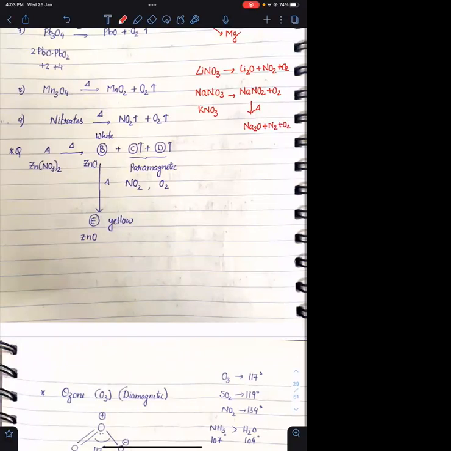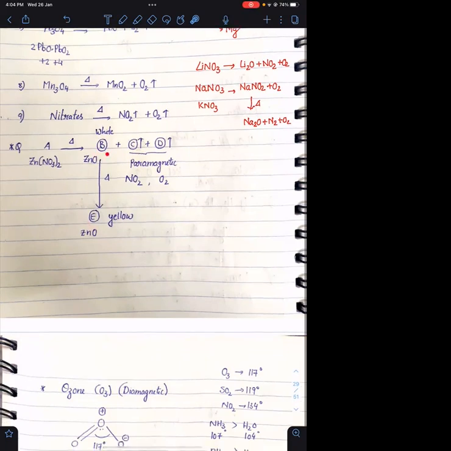Here, zinc nitrate is heated, and heating it gives you zinc oxide, NO2 and O2. They will frame the question as: it is forming an oxide, which is initially white in color, along with two paramagnetic gases. Whenever you have two paramagnetic gases, it has to be a nitrate other than group 1. Further information is given here: that oxide upon heating converts into yellow. Remember this zinc oxide, whenever it is heated, it shows color. Remember? What is the reason for that? Because of the formation of some F centers.